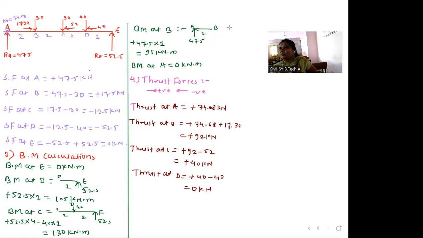Now our last step is the shear force and bending moment diagram. I will repeat this: plus 74.68 plus 17.32. Now we will draw the shear force, bending moment and thrust diagram.